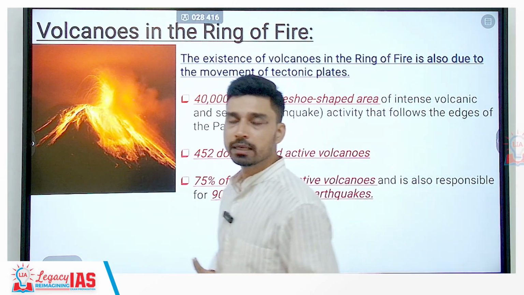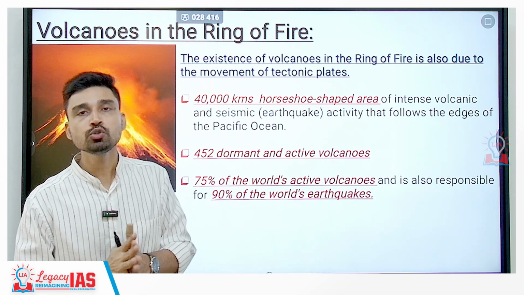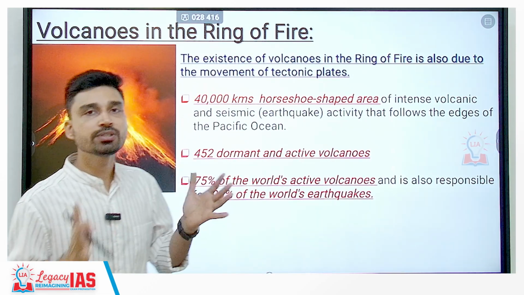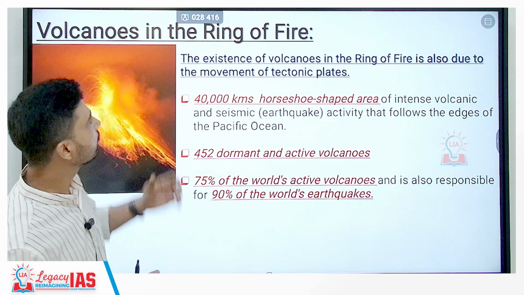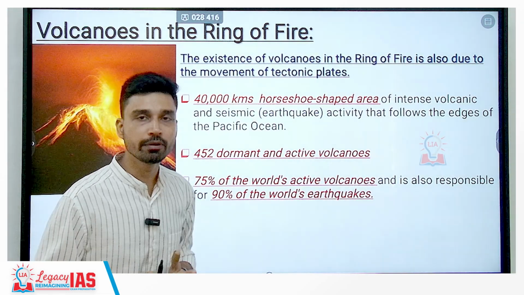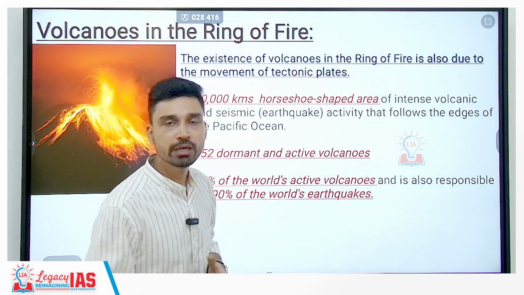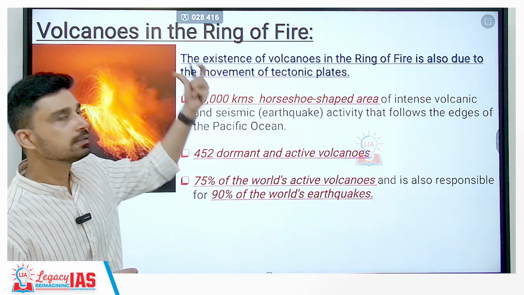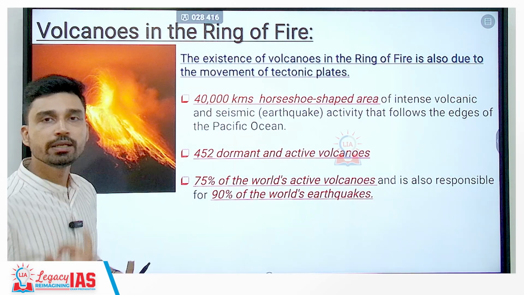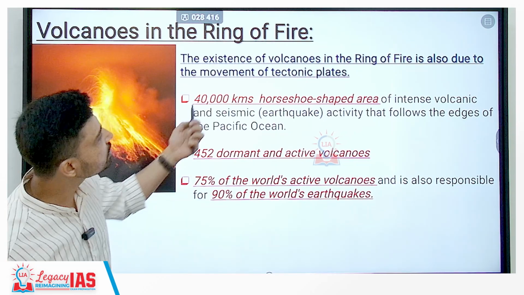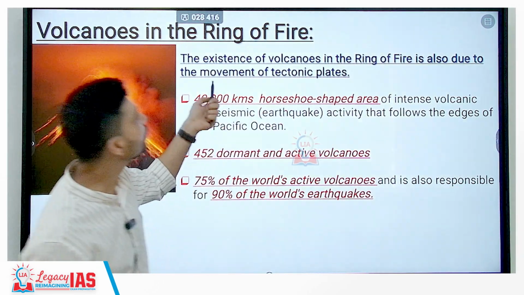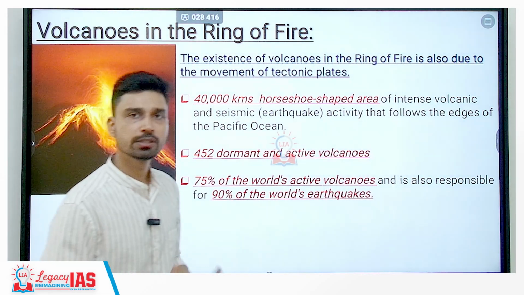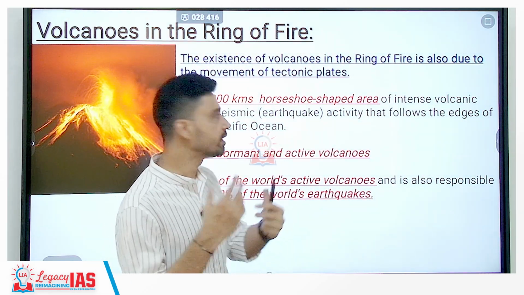Not only earthquakes, the ring of fire is also known for large scale volcanic eruptions, and that is exactly how the name has been given, because volcano is associated with fire and the entire area around the circumpacific belt is nothing but a volcanic region, and that is why it is called the ring of fire. So the existence of volcanoes in the ring of fire is also due to the movement of tectonic plates. The mechanism is the same.